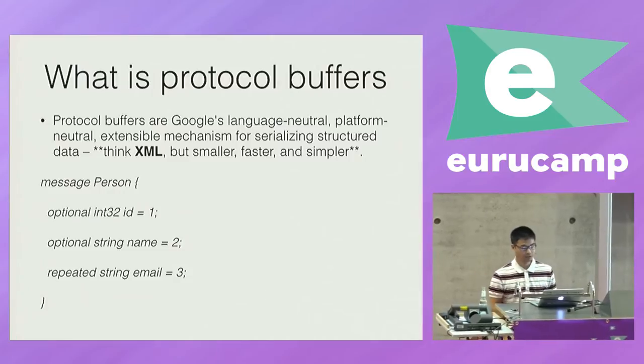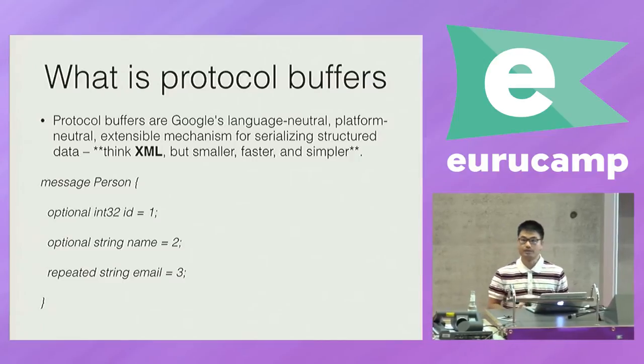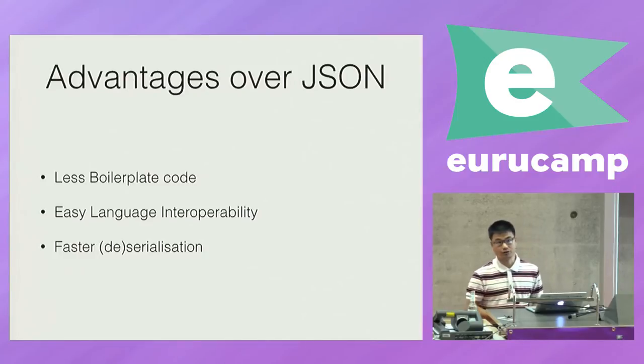Protocol Buffers is Google's language-neutral, platform-independent data format for structured data. So you can think of it like XML, but it's faster and smaller. This is an example of a Protocol Buffer schema that defines a user of your system. You can use this format to replace JSON within your microservices API. The disadvantage is that the client needs to know the schema in order to deserialize the binary.